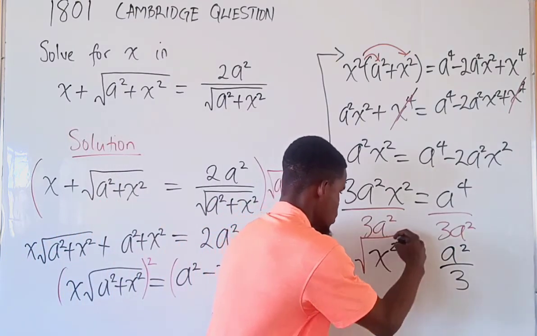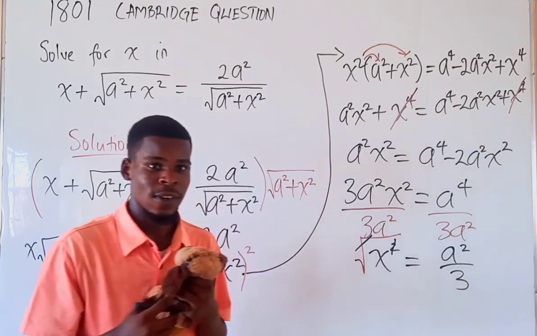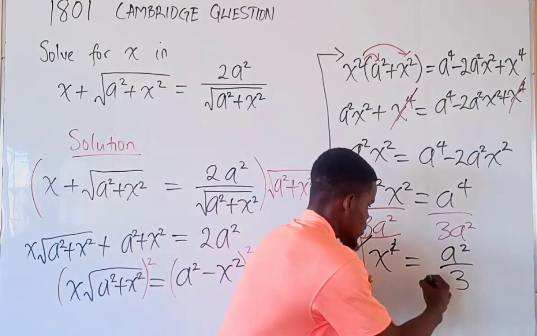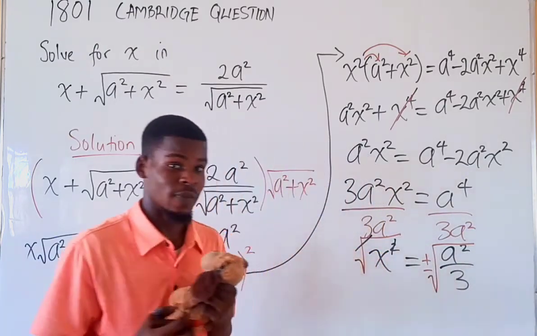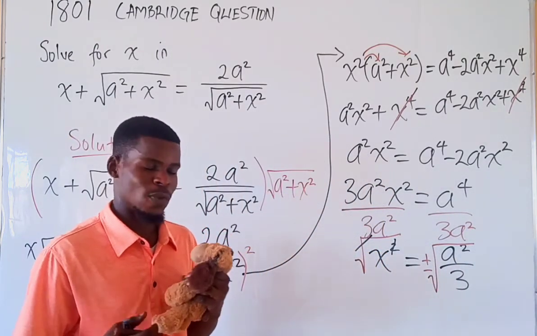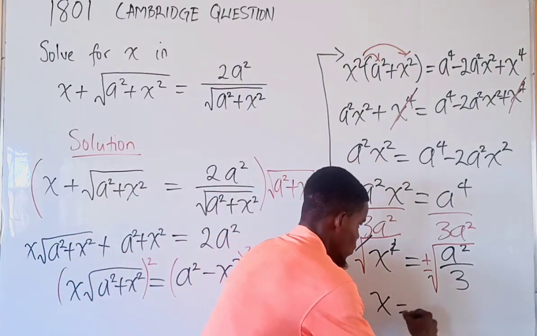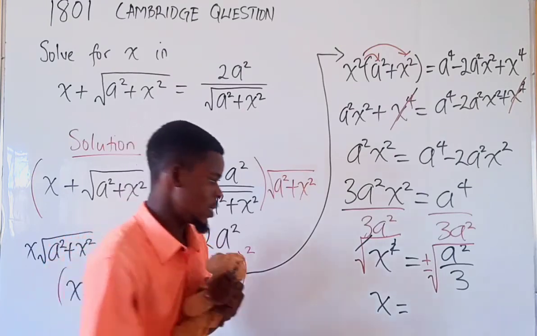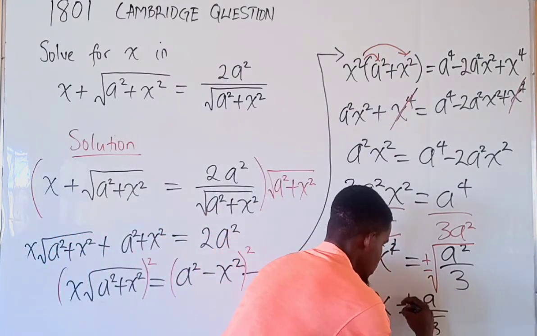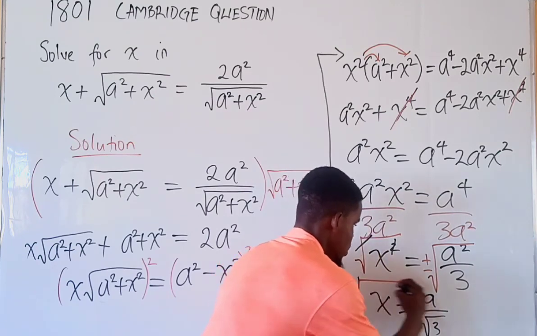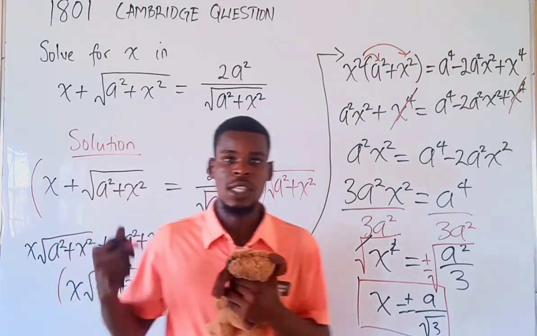If you take the square root, the square root of x squared just gives us x. Then if you take the square root of a squared over 3, we consider the positive and the negative square root, because we are not really sure which of them it came from. So x is equal to the square root of a squared, which is just a, over the square root of 3, positive and negative. This is the value or values of x for which that equation will be satisfied.